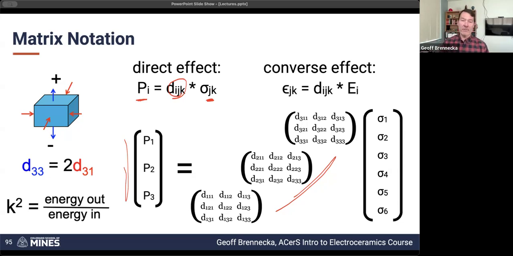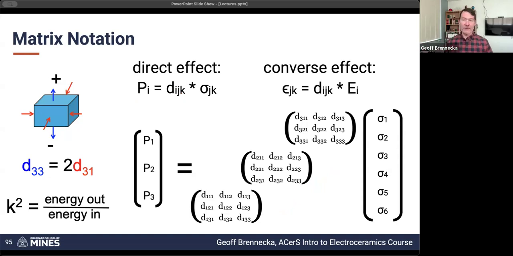And the cube that we have in the middle, we've got 9 different components times 3. So we end up with 27 possible couplings of the 3 polarization components and the 6 shear components. That gives us 27 possible piezoelectric coefficients. So the easiest way to represent that is this 3 by 3 by 3 matrix, which is not exactly easy because that's a cube. It's hard to write down a cube on a 2-dimensional piece of paper.